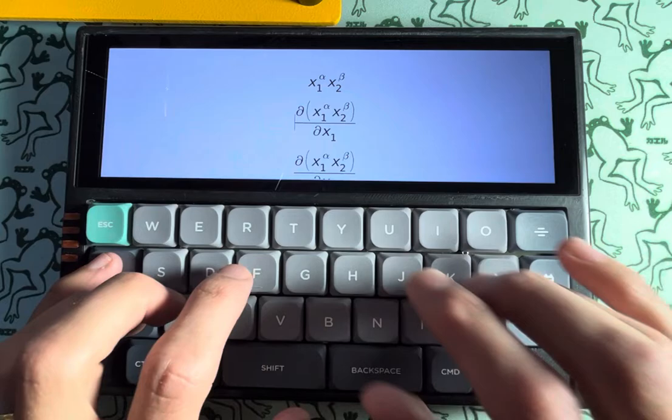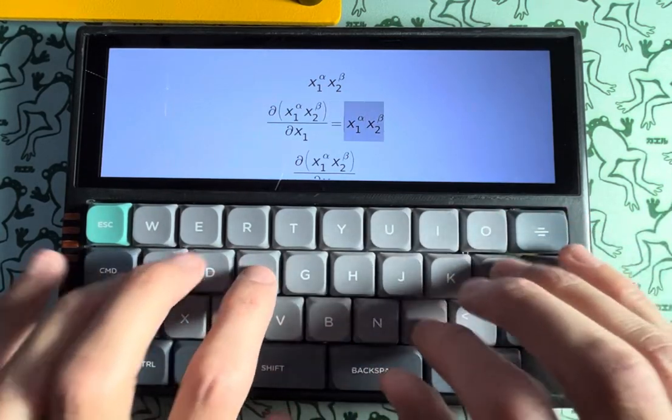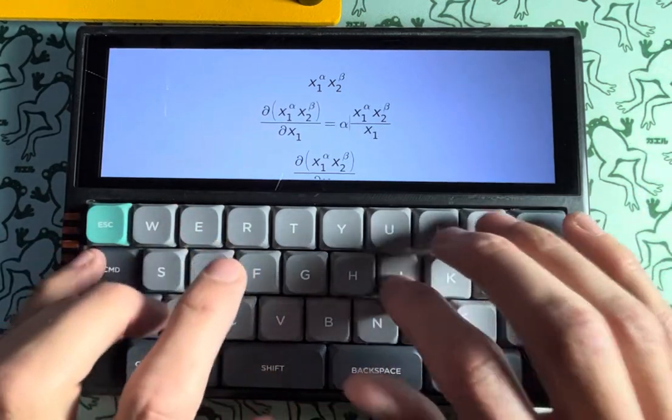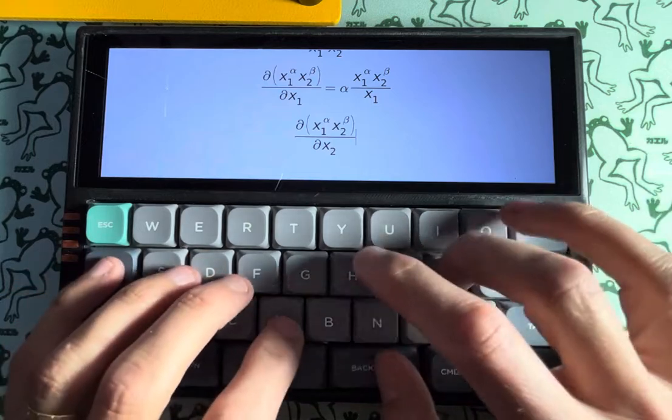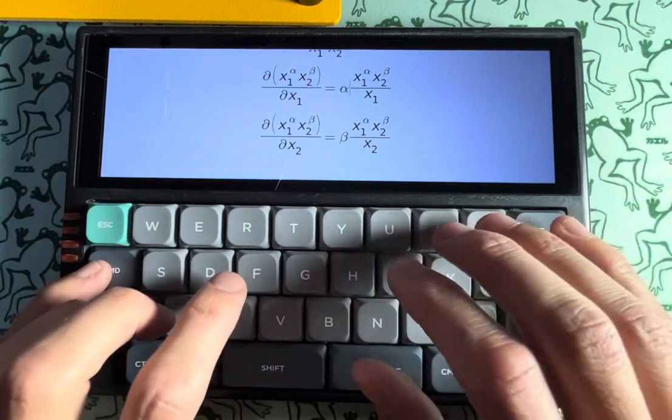Okay, so up here we have the derivative of this with respect to x1 is the original function divided by x1 times alpha. And then this one down here is the same, but divided by x2 and times beta.